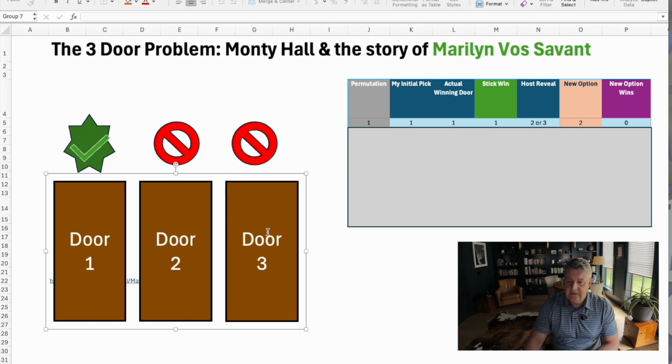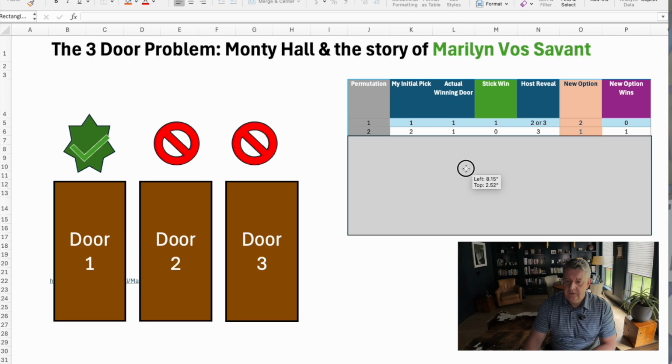Well, let's say he reveals door 3, and you know that's not a valid choice. Then you've got a choice of door 1 or door 2. You think it's a 50-50 chance. You may or may not stick with door 1 or door 2. So this is what happens in the first permutation. In this case, if you were to switch to the new option, you would lose. But let's look at what happens if we go to a second option.